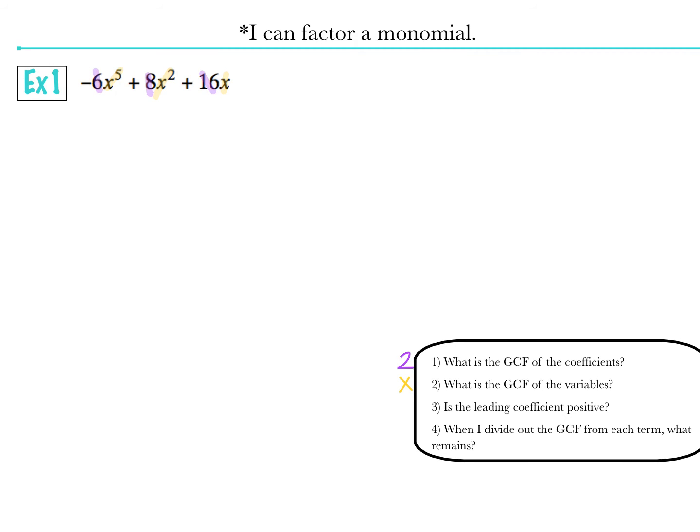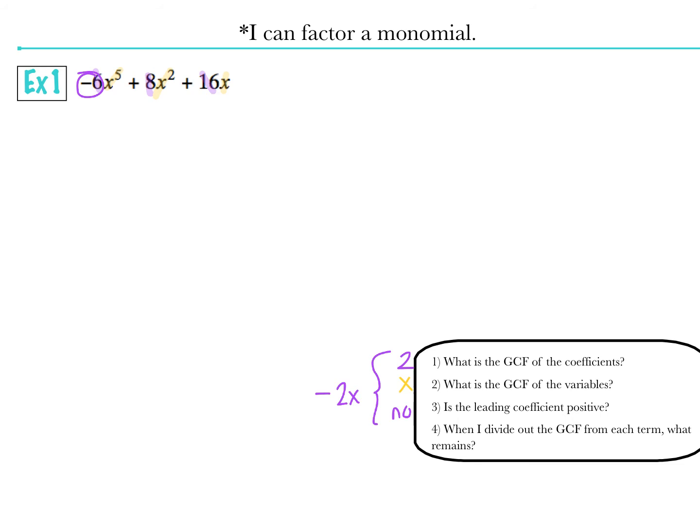And then is the leading coefficient positive? We always want that first number to be positive, and since it is not, the leading coefficient is negative, we are going to take out a GCF of negative 2x. So we get the GCF from the coefficients, the variables, and then we always look at that first coefficient, and if it's negative, we're going to take out a negative so that it will be positive, because a negative divided by a negative is positive.